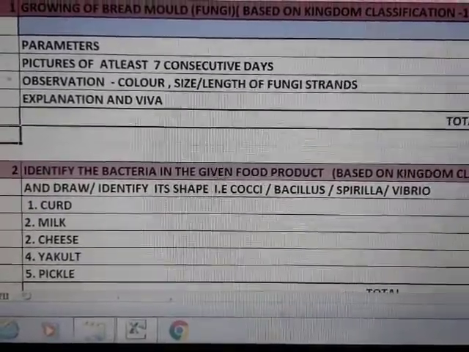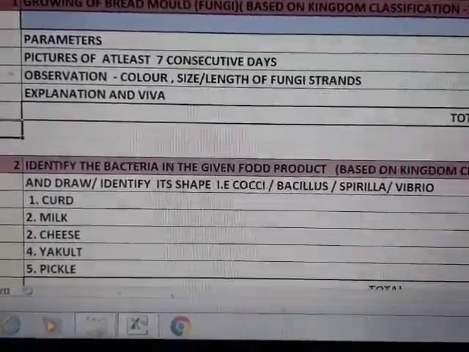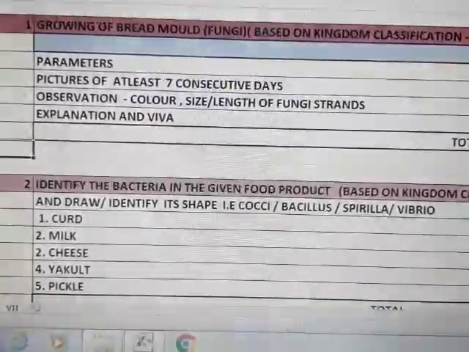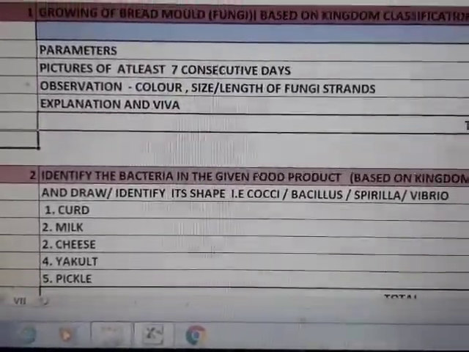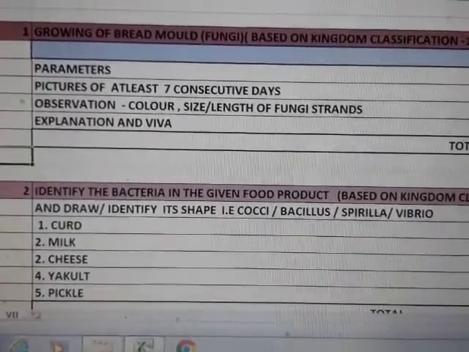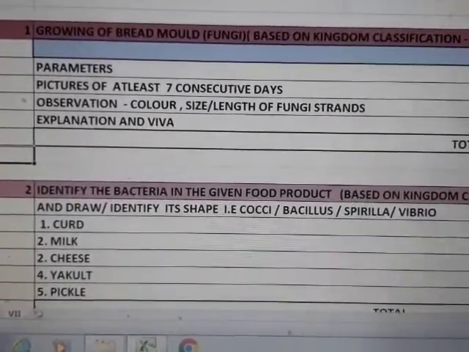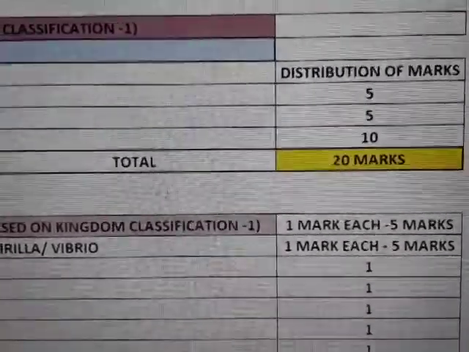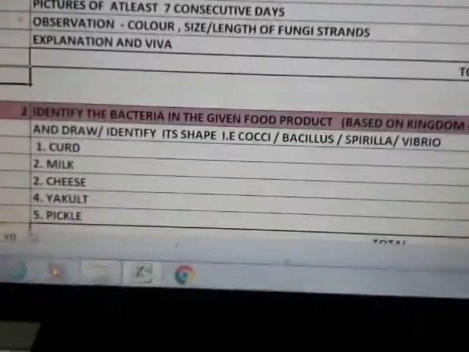Next is explanation and viva, which I'll be taking online. I'm going to check how you are explaining things, whether you have not copy pasted from any other source, and I'm going to ask certain questions. So that is going to carry 10 marks. So for first activity, 20 marks done. Fine. Let us go to another activity.